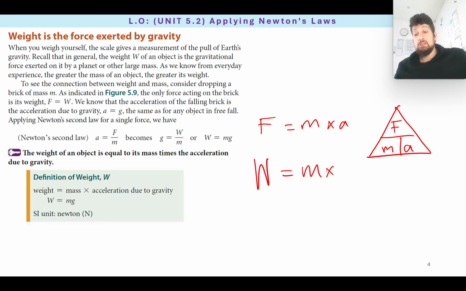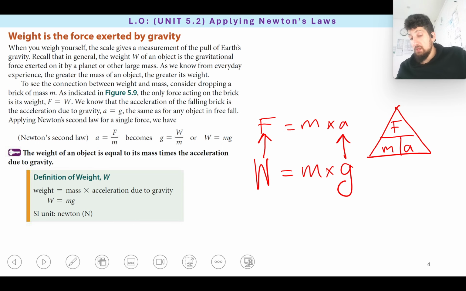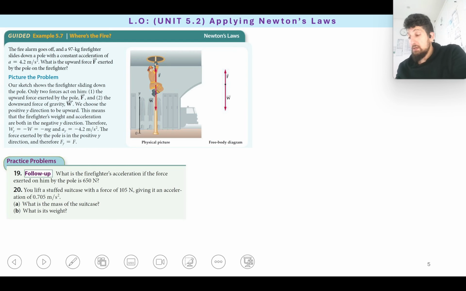What's the acceleration? Here on Earth, it's gravity, so it's G. That's acceleration, and that is just a force. They're exactly the same, just different letters. So weight equals mass times gravitational acceleration. Okay, moving on.